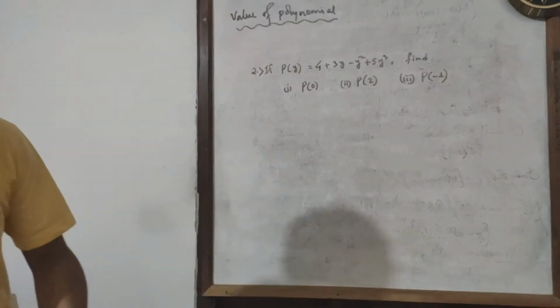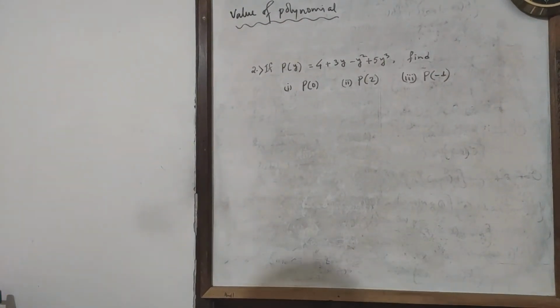Alright, so if p(y) is equal to 4 plus 3y minus y square plus 5y cube, then you are asked to find out the values at p(0), p(2), and the third one is p(minus 1). Clear? So try to do this.